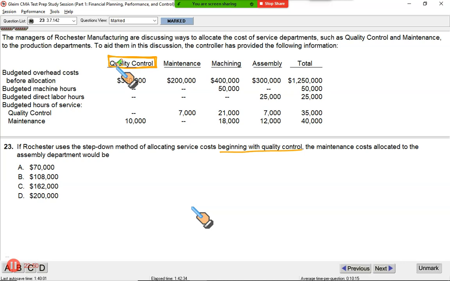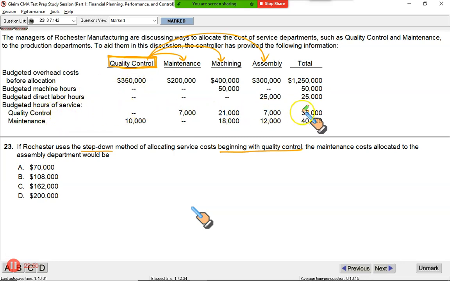Means quality control cost will first be transferred: some cost will go to maintenance, some cost will go to machining, and some cost will go to assembly. This is the first step in orange color. Right, let's do this. Gentlemen, attention. We are going to do the step down method. Under the step down method, this $350,000 sum of cost will be transferred to maintenance, some will go to machining, some will go to assembly. How will we use this quality control?